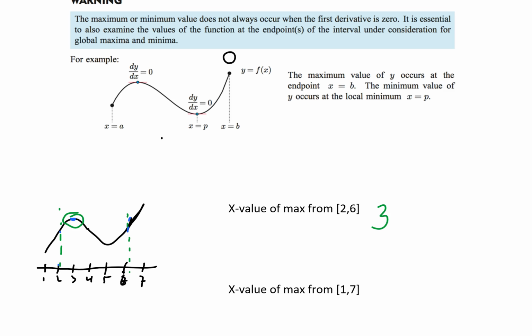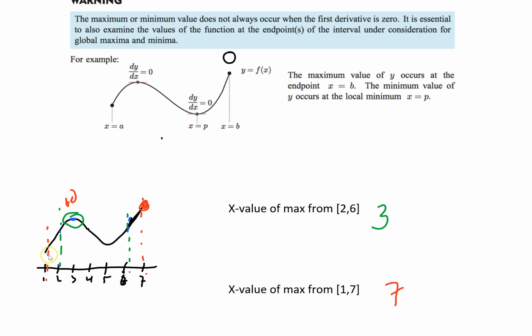So then let's look at this example. What's the maximum value? Find the x value of the max from 1 to 7. So now we're going from 1 to 7. Now this is still a relative max, but it's not the max. The max is actually right here now, points higher. So the x value would be 7. And that's the thing we have to watch out for.